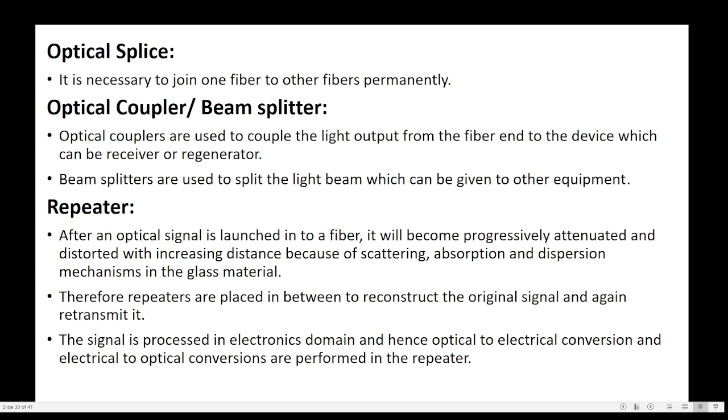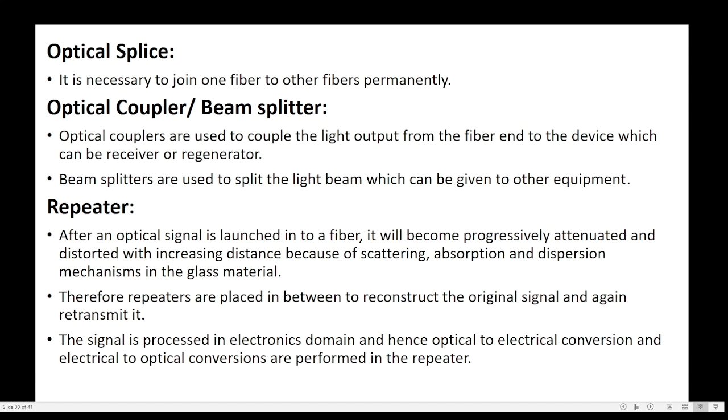Second tool, optical coupler or beam splitter. Optical couplers are used to couple the light output from the fiber end to the device, which can be a receiver or regenerator. The beam splitter is used to split the light beam, which can be given to other equipment.